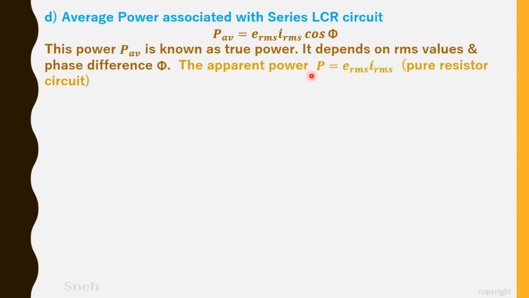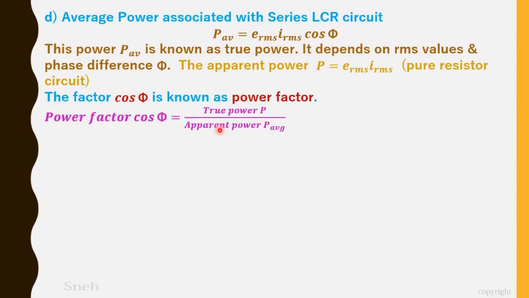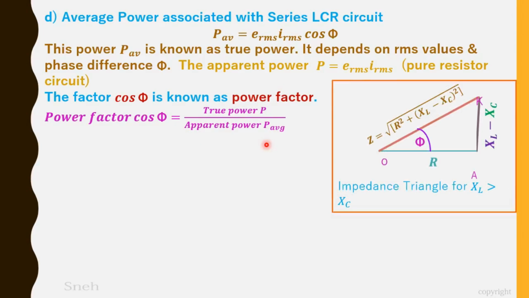The apparent power P is given by ERMS into IRMS, which we have studied for pure resistive circuit. I can write this equation in terms of true power and apparent power also. So I can write true power is equal to apparent power into cos phi. The factor cos phi is known as power factor. So in this equation, cos phi is the power factor, and earlier I told you that true power is equal to apparent power into cos phi. So I can write cos phi is equal to true power divided by apparent power.